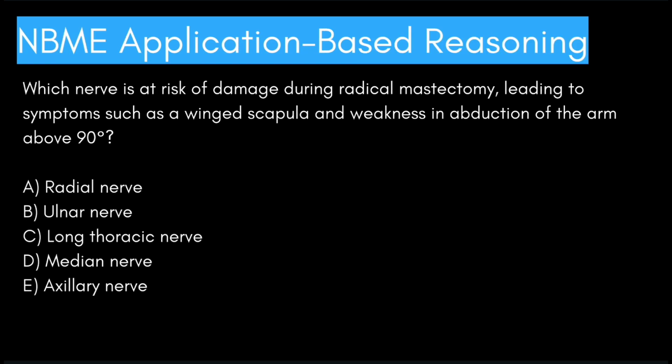Which nerve is at risk of damage during radical mastectomy, leading to symptoms such as a wing scapula and weakness and abduction of the arm above 90 degrees? I'm going to give a small hint here. This nerve also innervates the muscle known as the serratus anterior.